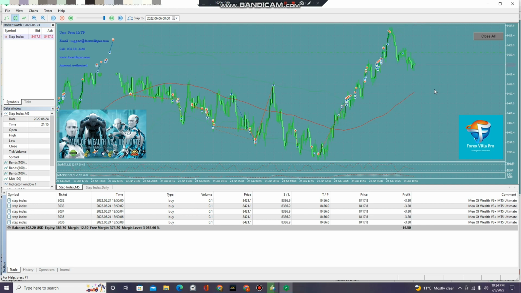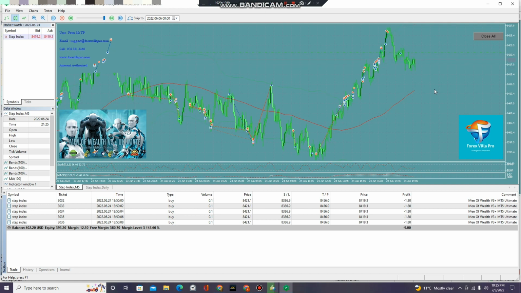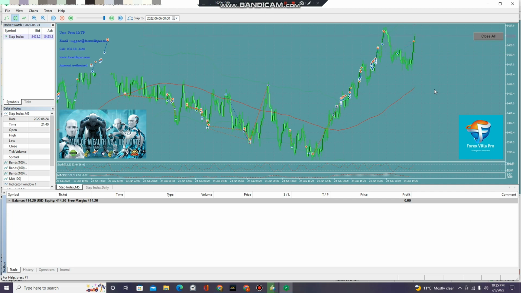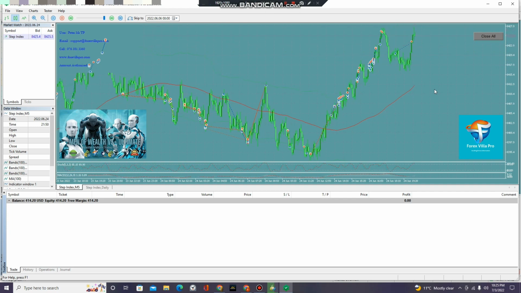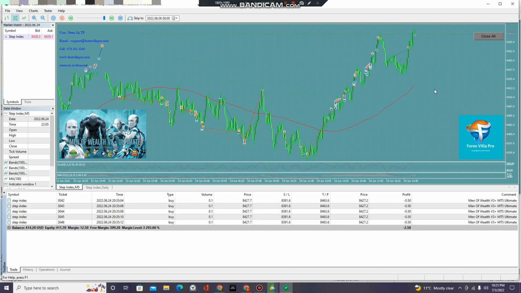Don't get played by the financial market, guys. Don't give in. Don't let the market get your hard-earned money just like that, while we have a system that works so profoundly like this. If there's a system that can work on Step Index out there, just like I'm showing you right here, you already know how it is.